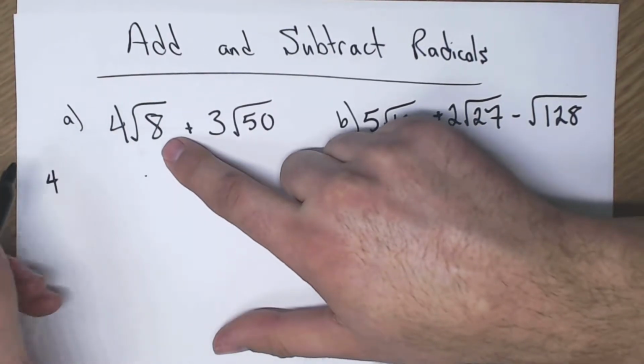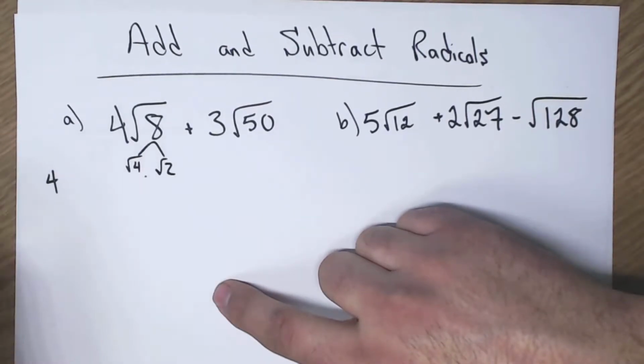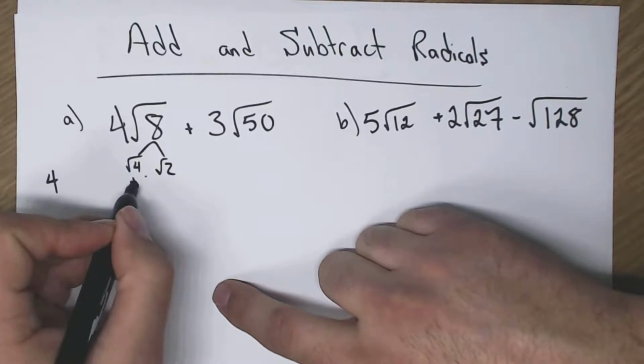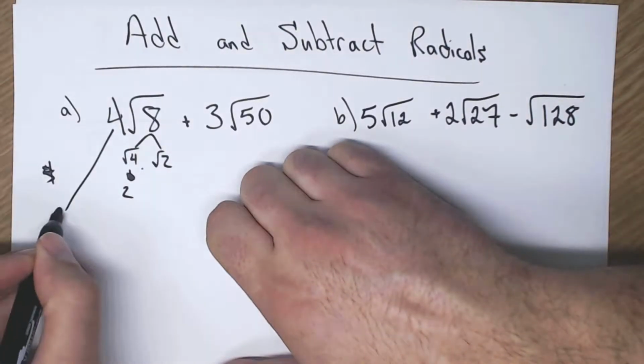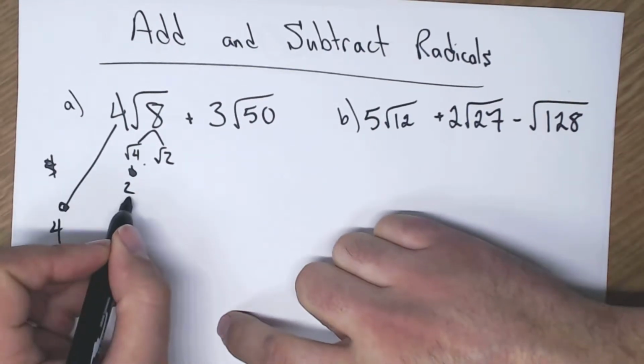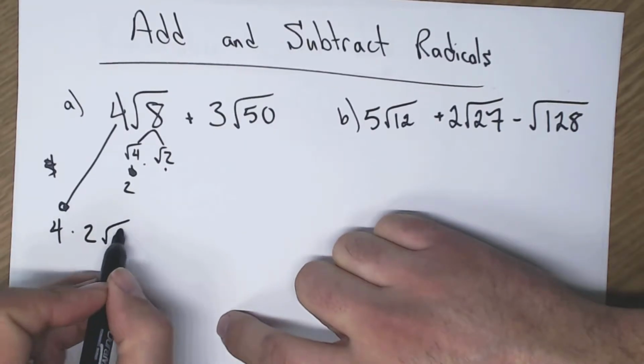So this square root of 8 can split up into square root of 4 times the square root of 2. We know what the square root of 4 is. That's a regular 2. So I have this 4 coming down. I have this 2. And then that square root of 2.